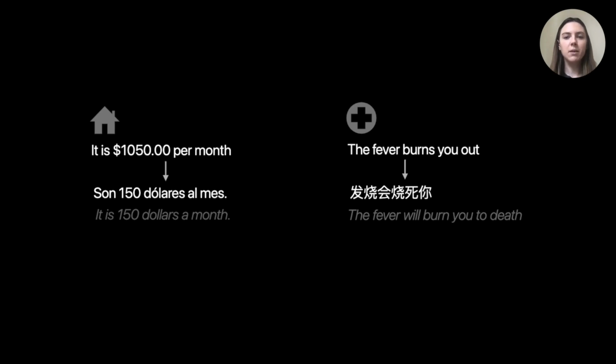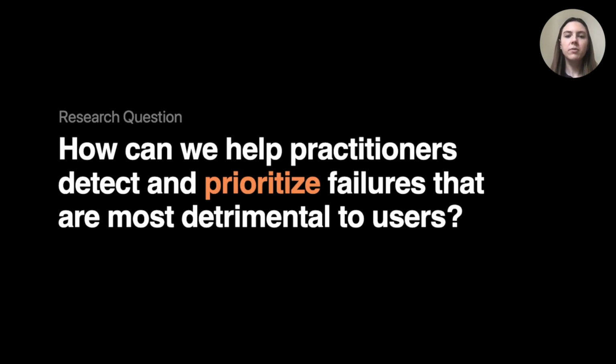We can see from this example that machine learning model failures can vary a lot in terms of how easily users can catch them and how severe the consequences are if they're not caught. Driven by this insight, we wanted to explore how we could help practitioners detect and prioritize failures that are most detrimental to users. This is especially important in the machine translation context because gathering ground truth data from professional translators is really expensive. So we want to be able to prioritize those resources on issues that matter to end users.